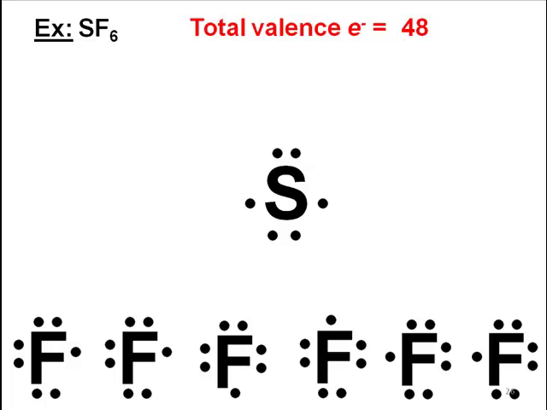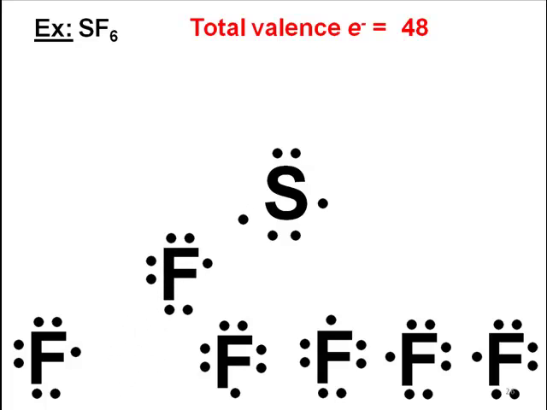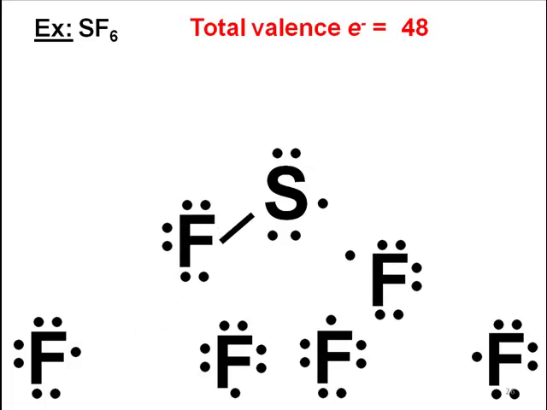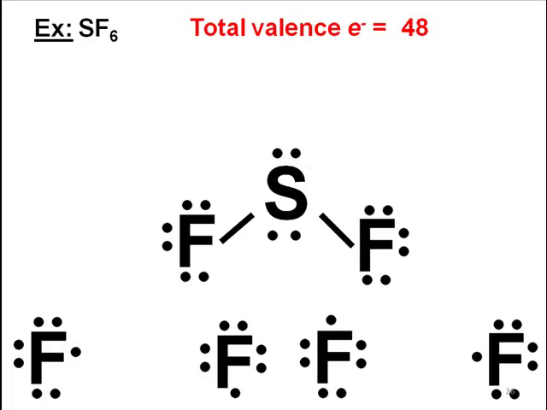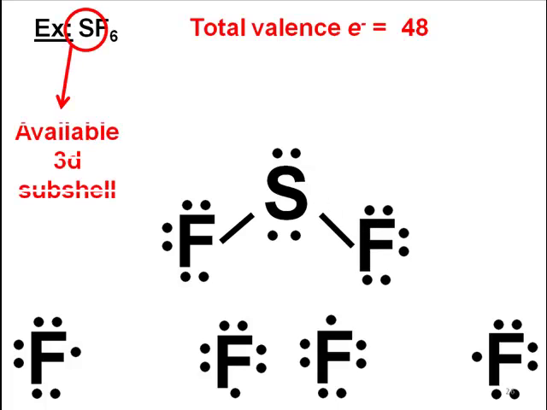So here's our F, here's our 6 Fs. Move 1 there, 1 there. Those 2 are available. Again, this fulfills the octet, SF2. 2, 4, 6, 8, 2, 4, 6, 8. Everybody's happy, but it still can accept more Fs.